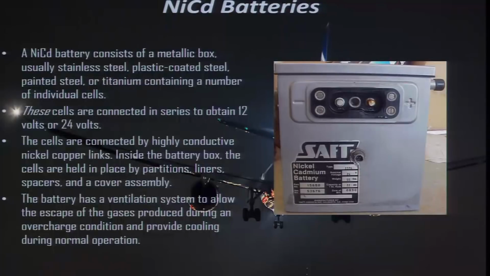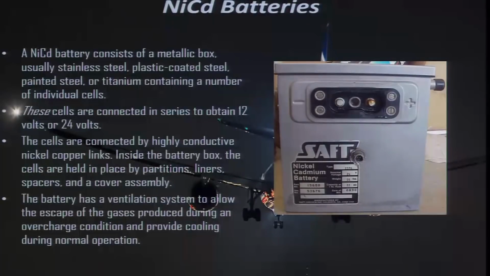These cells are connected in series to obtain 12 volts or 24 volts. So, again the cells are connected in series, they may be either 12 volts or 24 volts. The cells are connected by highly conductive nickel copper links. Inside the battery box, the cells are held in place by partitions, liners, spacers and a cover assembly.